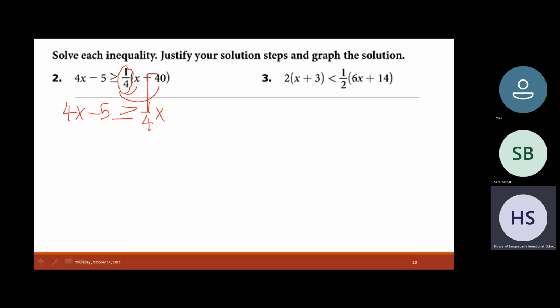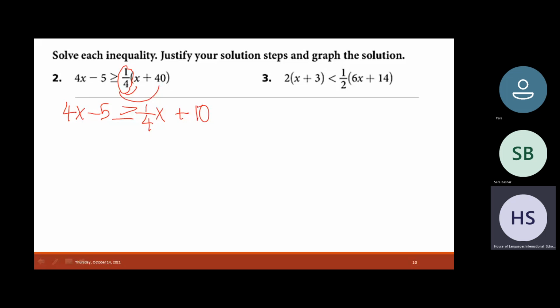You distributed the whole thing. Yes, as I did in the equations. Plus 1 over 4 times 40. 10, you know how? 40 divided by 4 is 10. Then, after that, as we did before, we combine the variables on one side and the numbers on the other side.